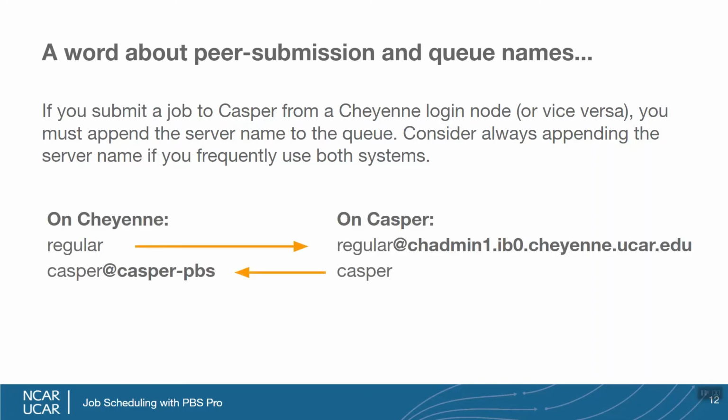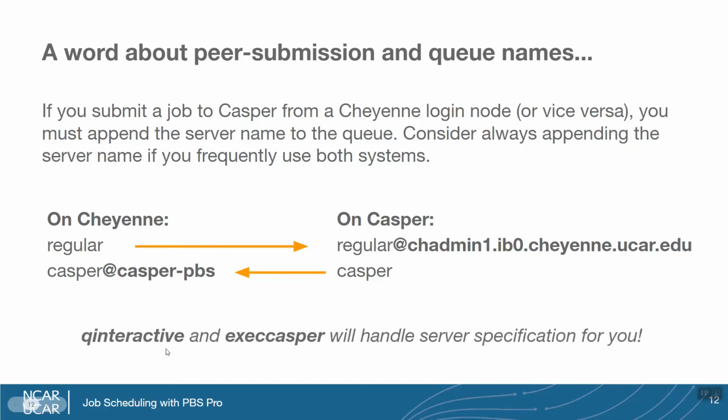And what this looks like: let's say I wanted to submit to the regular queue on Cheyenne from a Cheyenne node. I could just use regular. But if I wanted to submit to a Casper node, I would need to specify this string here, which is the Cheyenne PBS server's name. It's a bit clunky, but again, if you're putting it in batch scripts, it's pretty easy to reference that. For Casper, I could submit to the Casper queue from a Casper node, but if I'm on a Cheyenne node, I have to do Casper at Casper-PBS.